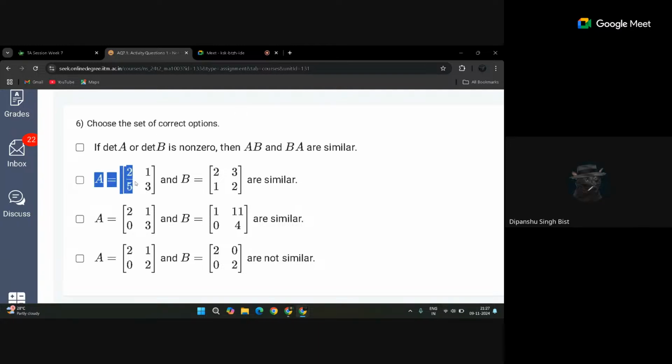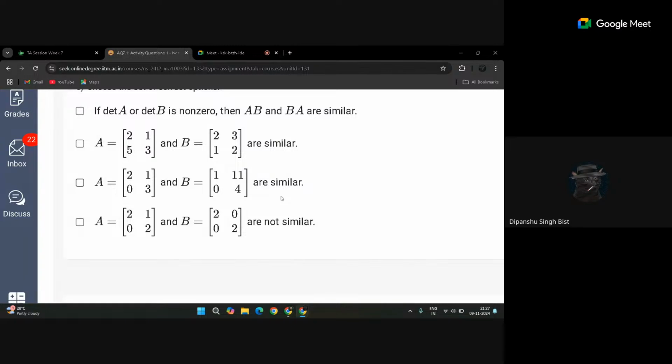What about this? Are they similar? Yes, sir. Okay, so how would you say that they are similar with each other? Having the same determinant. Sir, they are not similar because the trace is not the same. See, trace here is 5 and trace here is 4. So if the trace is not the same, then we can say that they are not similar, because if they were similar, you would get the same trace for both matrices.